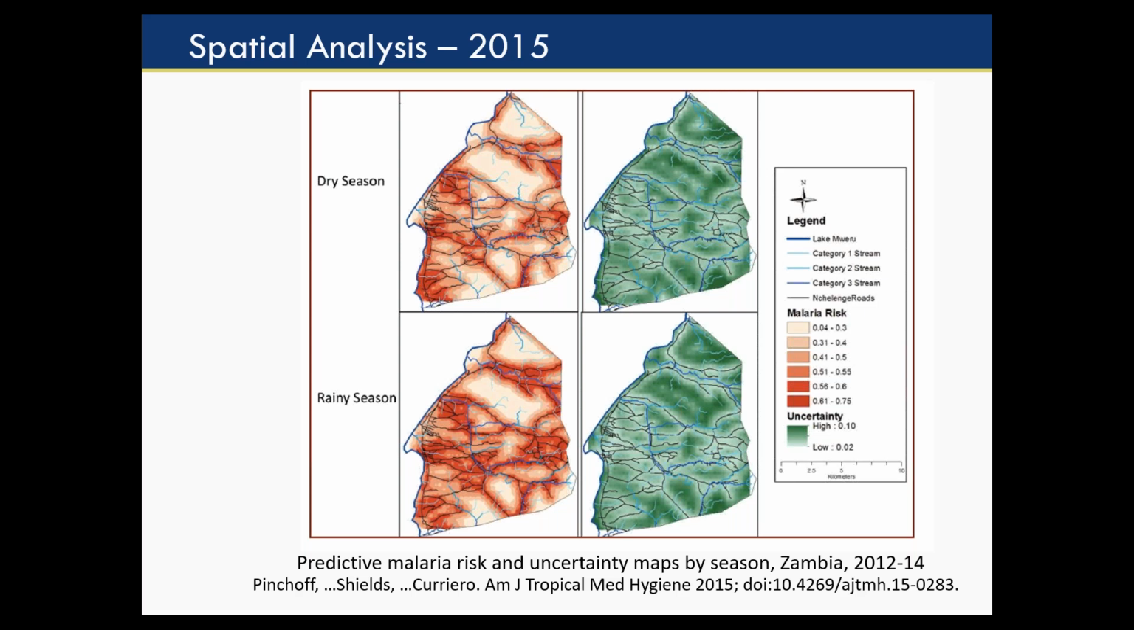On the left-hand side, we're showing the risk of malaria, both in the dry season and the rainy season. This is in Zambia in southern Africa. And on the right-hand side, you have a map of predicted risk uncertainty. So these are using advanced spatial statistical methods to estimate malaria risk and the uncertainty in those risk predictions. It's just an example of some of the more advanced, fancier things that we can do now in spatial analysis. And at the bottom there, I give you the reference to the paper if anybody wants to go in and read more of the details on that.